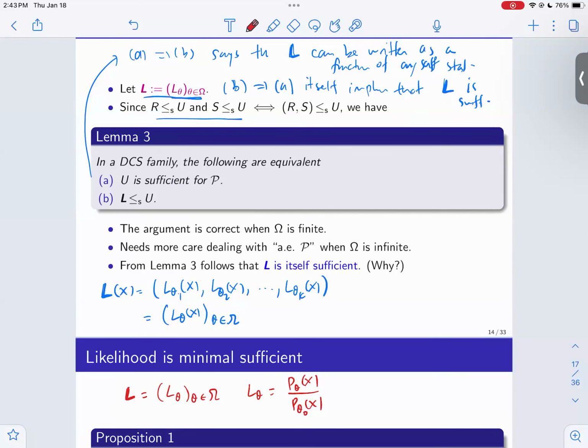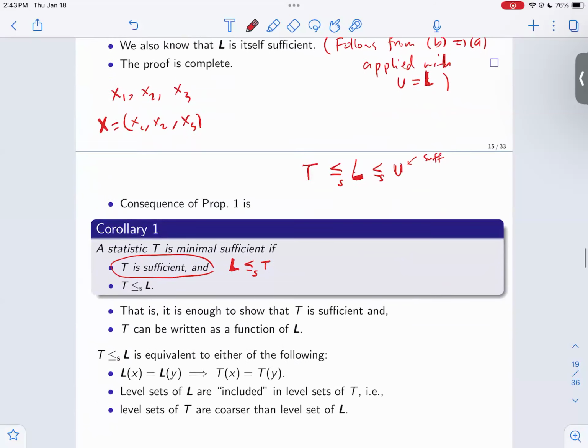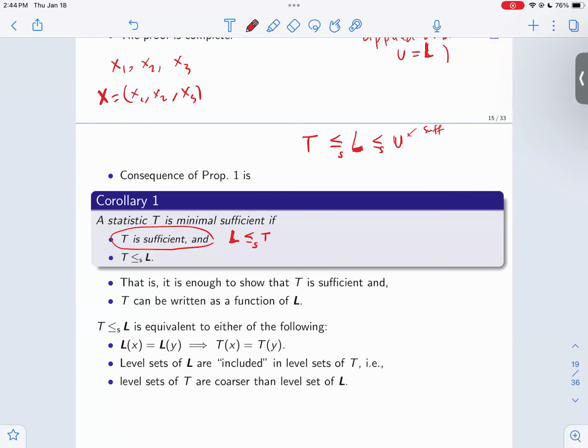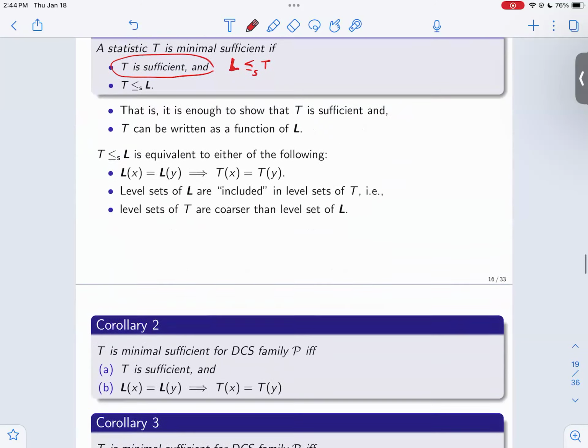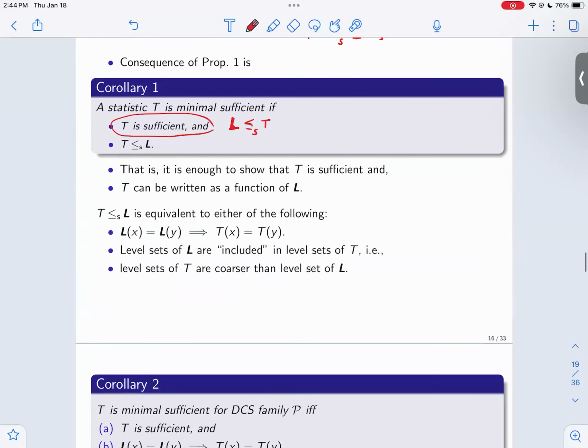In order to show that T is sufficient, I can say that L is a function of T. So an equivalent statement of this corollary is that L is a function of T and T is a function of L. That's another one of the things that you can say. Corollary 1.5: T is minimal sufficient if and only if L is a function of T and T is a function of L. So T is in sort of bijection with L.